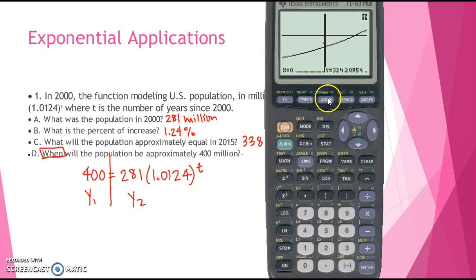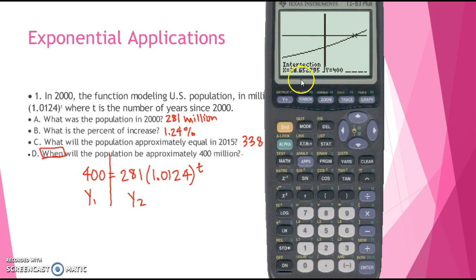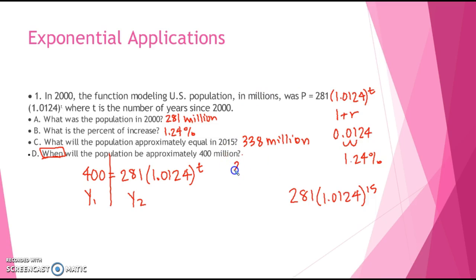Which it is, so now I go second trace down to number 5. And then the calculator is going to ask you those 3 questions, but with only 2 equations in, it can figure it out. So just press enter, enter, enter. And I want to know whatever the x value is. So in this case, 28.65, or we'll say 28.7 years.